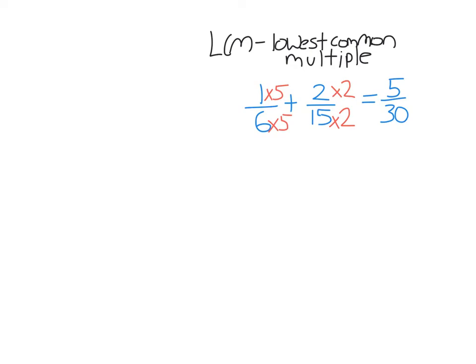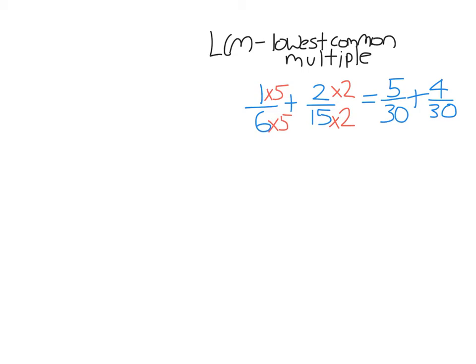So for the second fraction, I am going 2 times 2 gives me 4, and then 15 times 2 gives me 30. So 2 over 15 is equal to 4 over 30. Now I have two fractions with the same denominator.